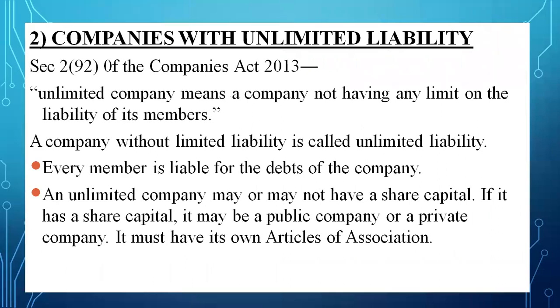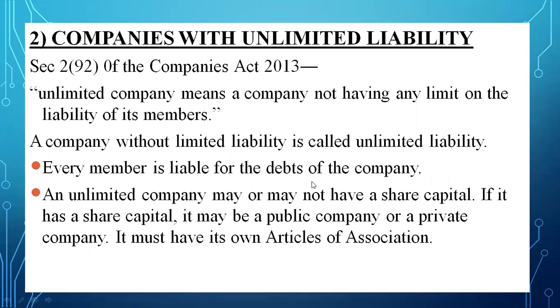So let's move on to the next one, that is companies with unlimited liability. Section 2, subsection 92 of Companies Act 2013 says, what do you mean by unlimited? Unlimited company means a company not having any limit on the liability of its members. It means the liability of the members is unlimited. At the time of loss which is caused to the company, that is all will be borne by the members of the organization. A company without limited liability is called an unlimited liability company.